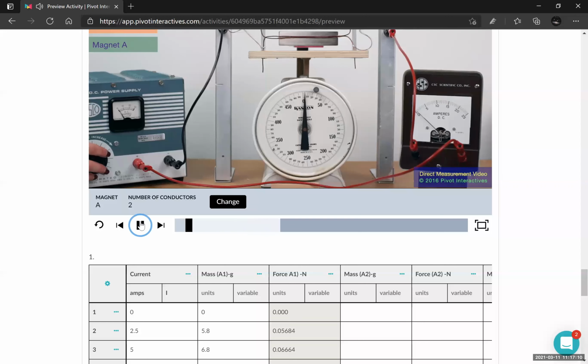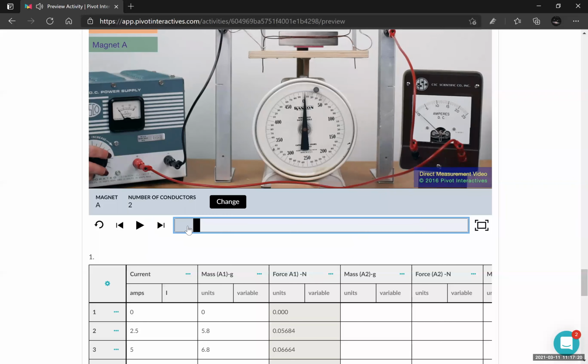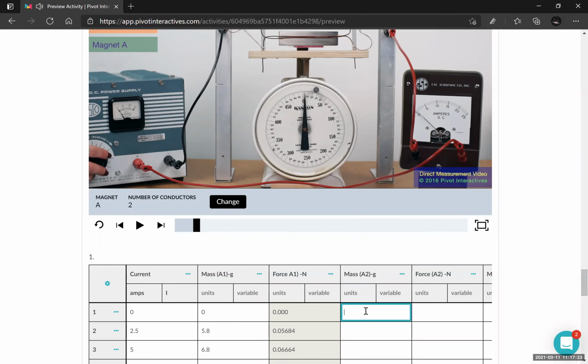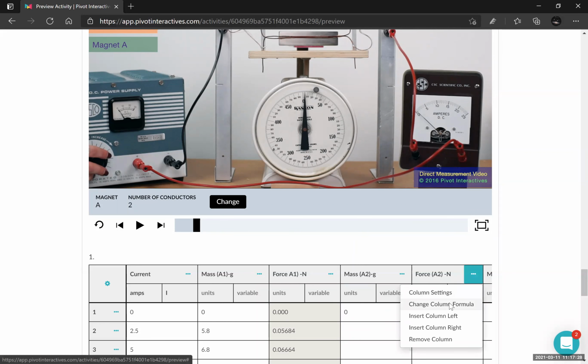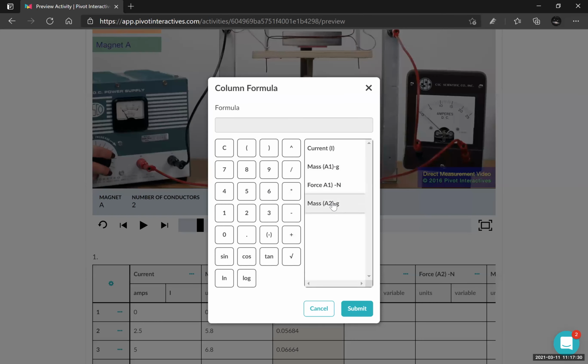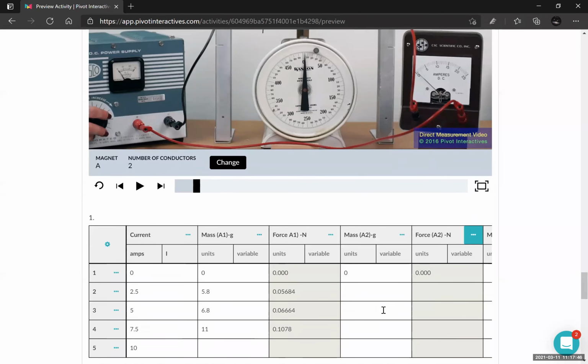All right, so play the video. And I can see, basically again, the force changes because the current changes. I go back and start making measurements. So again, when this is 0, if I change the column formula, this will be A2 divided by 1000 times 9.8.